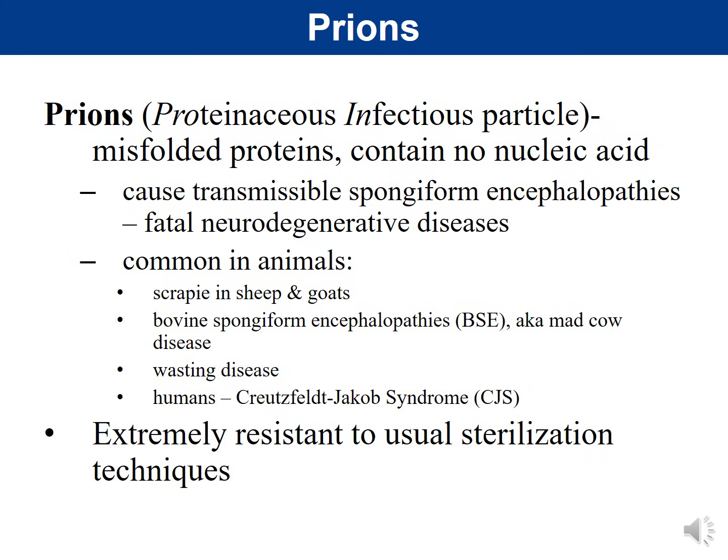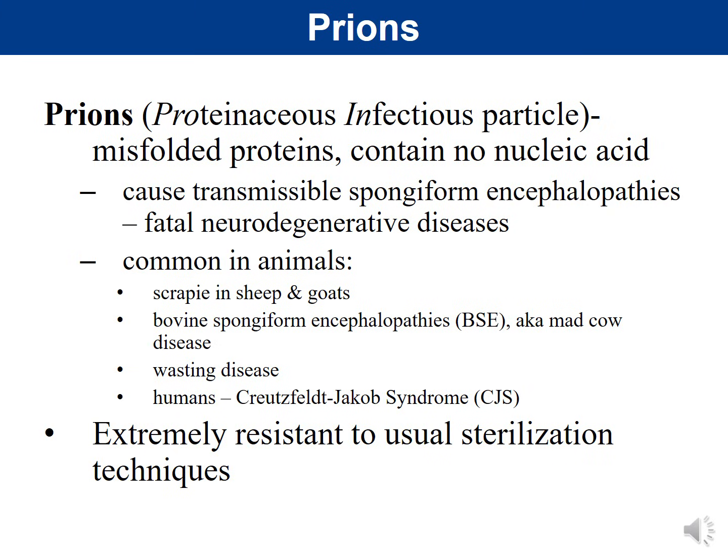And again, that's because we're not targeting something living. These are simply misfolded proteins. And so these prions can cause transmissible spongiform encephalopathies, which are basically fatal neurodegenerative diseases. And these types of infections are common in animals. It can cause something called scrapie in sheep and goats. It causes bovine spongiform encephalopathy, BSE, or mad cow disease, right?